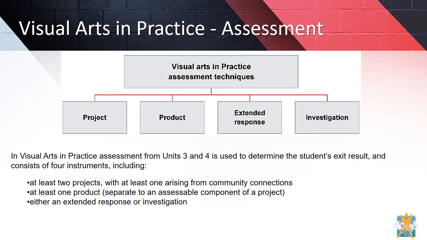In the Visual Arts and Practice course, assessments from Units 3 and 4 in Year 12 are used to determine the student's exit result and consist of four instruments, including at least two projects, at least one product, and either an extended response or an investigation.